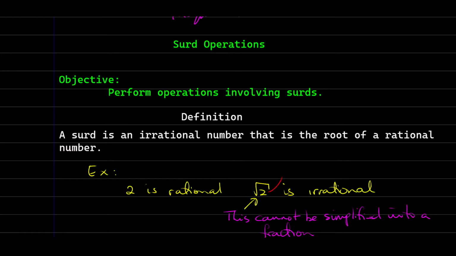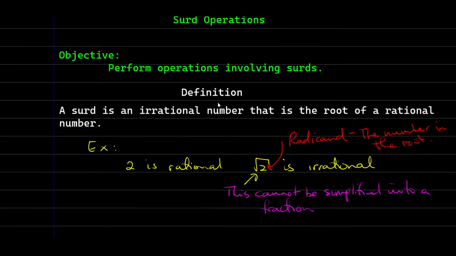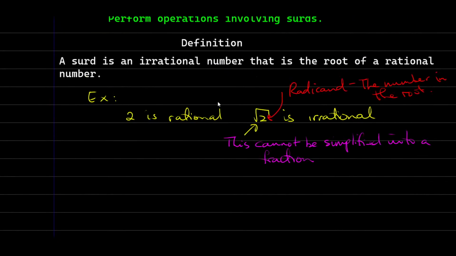The number that you have underneath the square root is called a radicand, which we'll refer to later on. Just remember it is the number in the root. All right, so now that we have a definition for the surd, let's start looking at some of the properties, and we'll solve problems involving those properties as we move along.